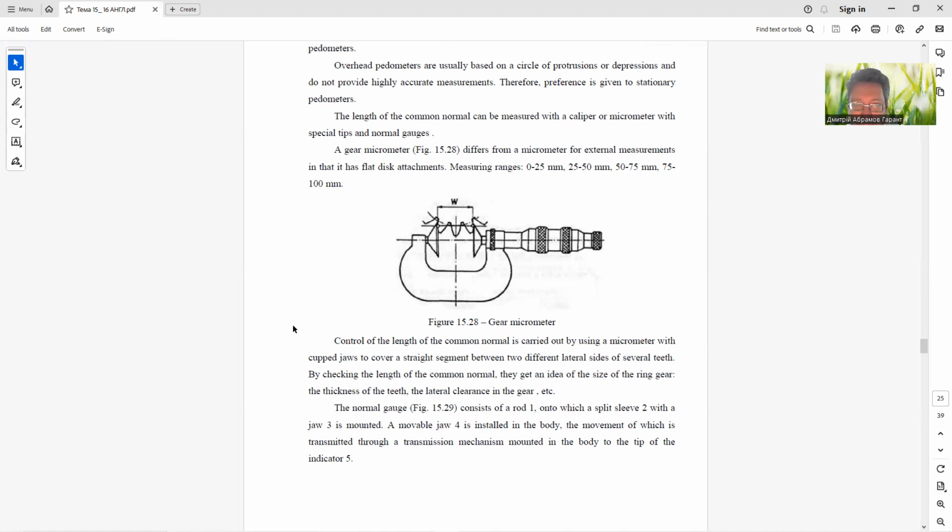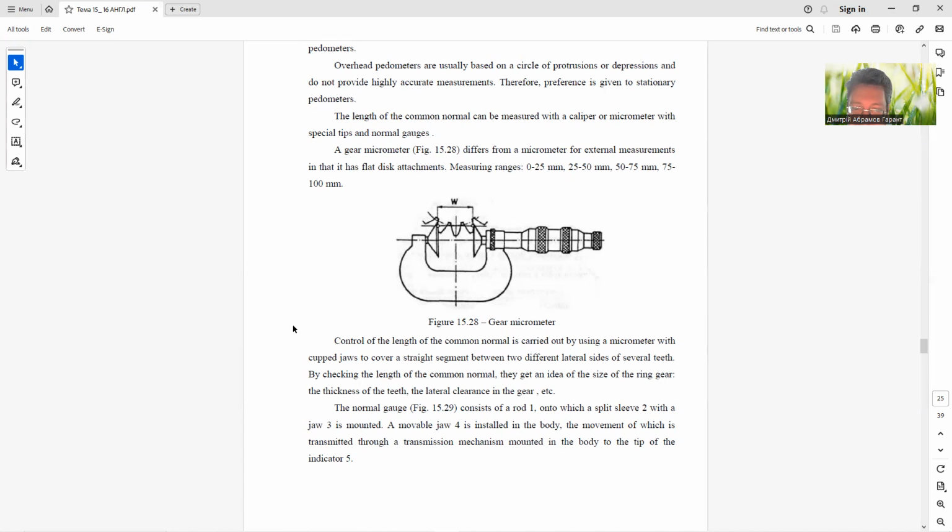The length of the common normal can be measured with a caliper or micrometer with special tips and normal gauges. A gear micrometer differs from a micrometer for external measurements in that it has flat disc attachments. Measuring ranges are from 0 to 25 millimeters, from 25 to 50 millimeters, from 50 to 75 millimeters, from 75 to 100 millimeters.